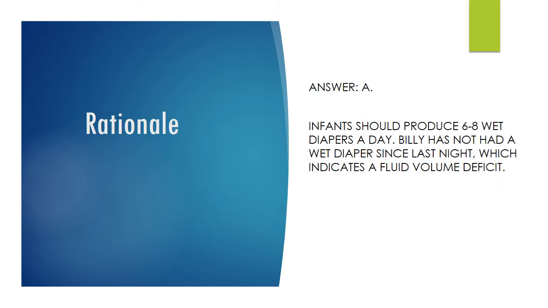The answer is A. Infants should produce approximately 6 to 8 wet diapers per day. Billy has not had a wet diaper since last night, which indicates a fluid volume deficit.